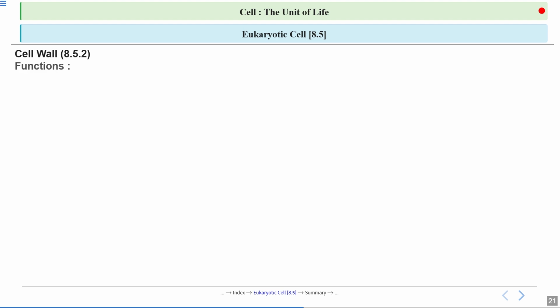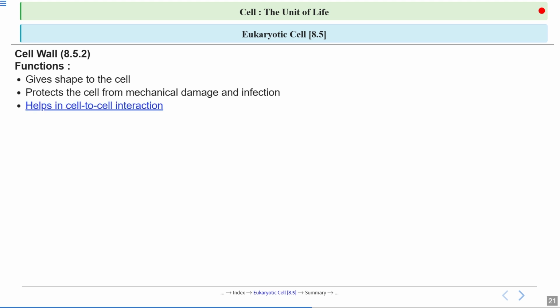Now, we're talking about the cell wall. What are the functions of the cell wall? It gives a particular shape to the cell. It protects the cell from mechanical damage and infection, because the pathogens cannot enter through this cell wall. It also helps in cell-to-cell interaction.